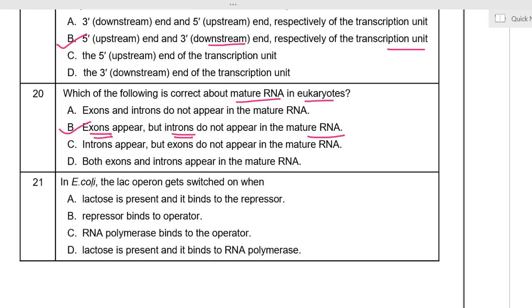Question number 21. In E. coli, that is Escherichia coli, the lac operon gets switched on when? So जो lac operon वाला concept है ये अच्छे से आप सभी को पढ़ लेना क्योंकि उससे question definitely पूछता है. So this is when lactose is present and it binds to the repressor. तो जब lactose present रहता है और repressor को bind कर देता है, so it switches on, lac operon switch on हो जाता है, ठीक है.